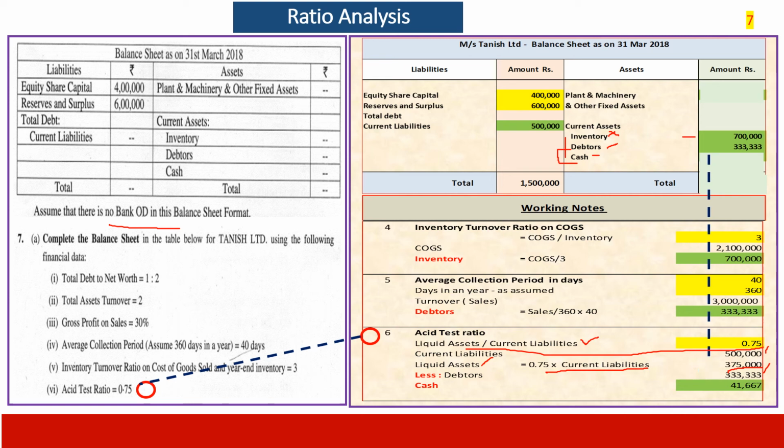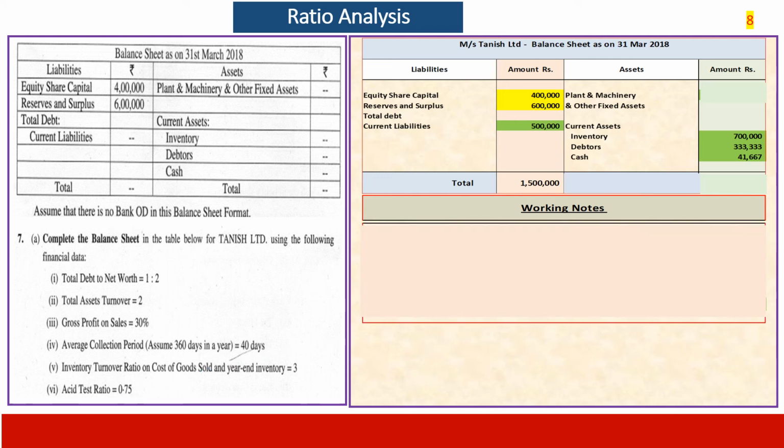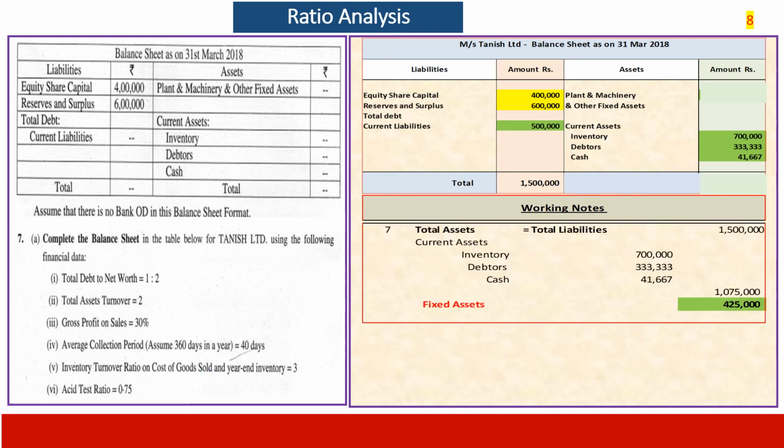And what is the difference? Difference is 41,667, which is nothing but cash. Make the posting of cash there. Now we have got current assets also. With this, we move to the next part.